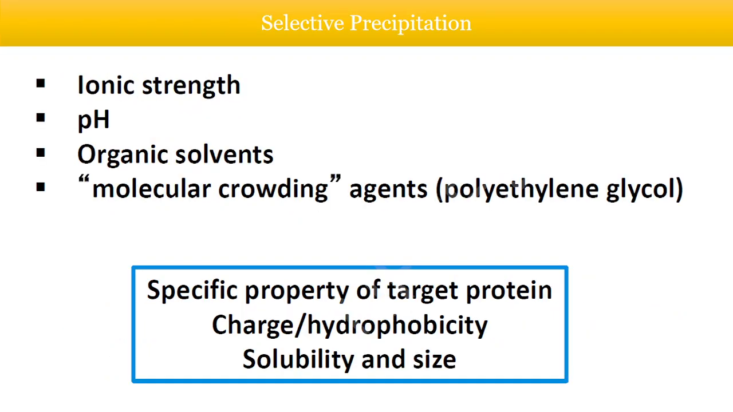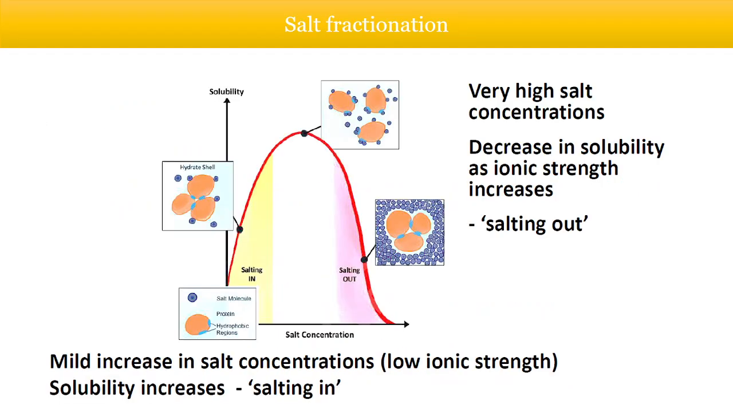So if I go based on a selective precipitation, it is entirely based on the ionic strength, pH, and the organic solvents that we are using. If I think of molecular crowding agents like polyethylene glycol, based on a specific property of the target protein, such as charge or hydrophobicity, solubility, and size, you can actually selectively precipitate out the proteins, and you can get a purified protein of your interest, right?